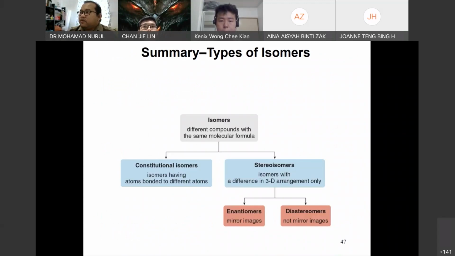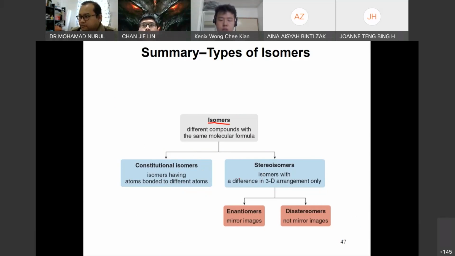Okay, the summary of types of isomers. An isomer is a different compound with the same molecular formula. This begins in chapter 1. You also have to understand the difference between resonance structures and isomers. Isomers have 2 types in this case. One is constitutional isomers, which have atoms bonded to different atoms, and the other, stereoisomers, is related to the 3D orientations.